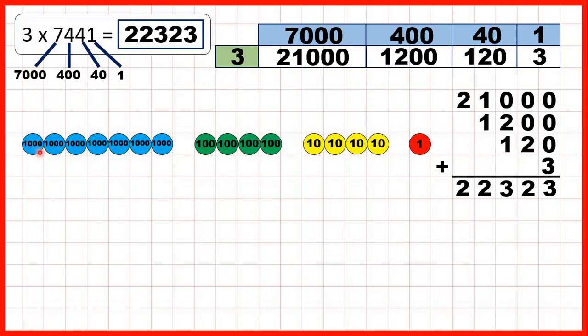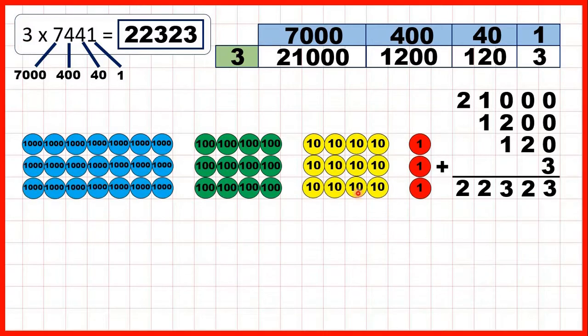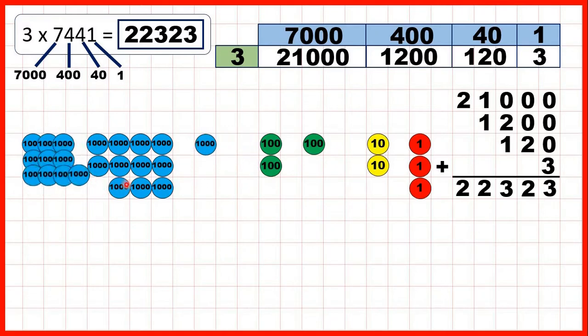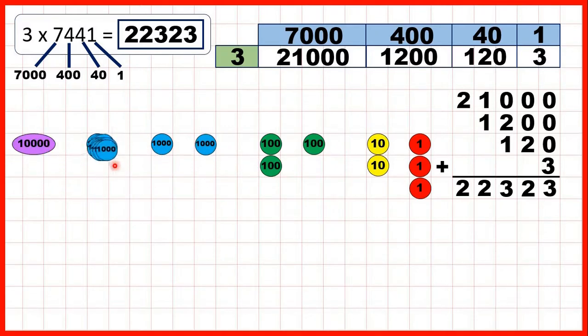Then we had 7,441, so there's 7 thousands, 4 hundreds, 4 tens, and 1 one. We were multiplying by 3, so we can show this 3 times, and then when we do our regrouping, you can see that we end up with 2 10,000s, 2 thousands, 3 hundreds, 2 tens, and 3 ones.